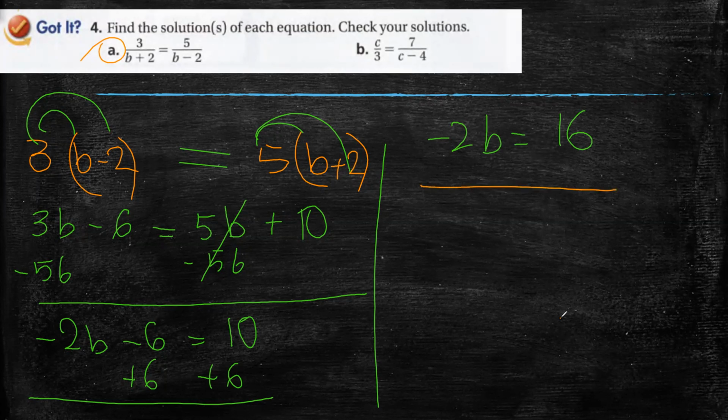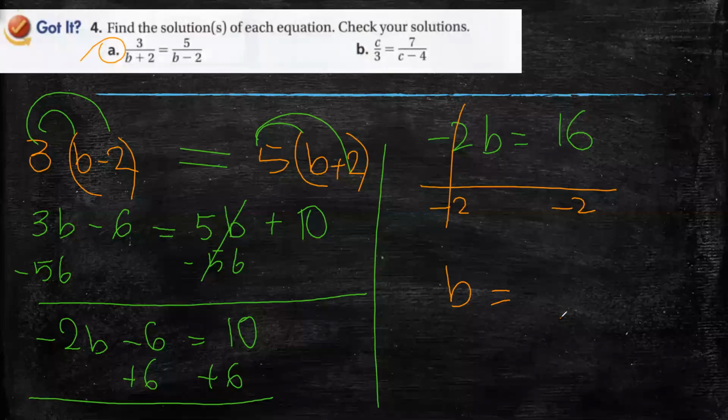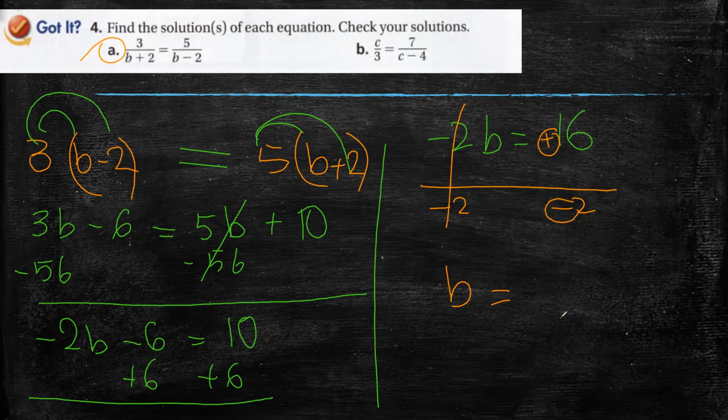Then divide by negative 2 on both sides. So b will be 16 over negative 2, or you can say positive over negative is negative, and 16 over 2 is 8. So b is negative 8. This is now the value of b.